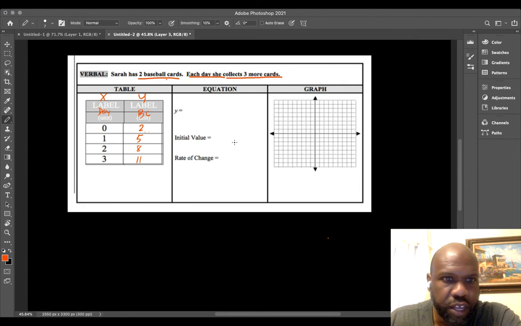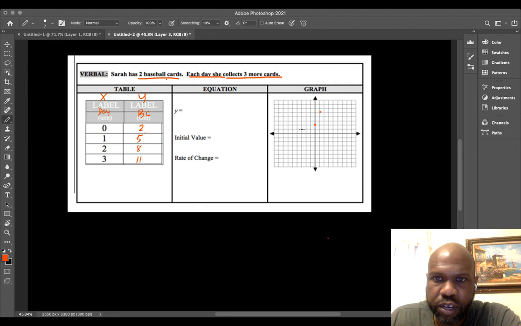Okay, so we have a 0, 2, so that would be our x-intercept. So we go up 2, and there's 1 point right here. Boom, there's our 0, 2. Then we have 1, 5, so then I go over 1 to the right because it's the x-axis, up 5. 1, 2, 3, 4, 5. Boom, right there.